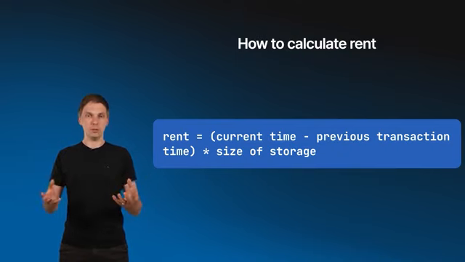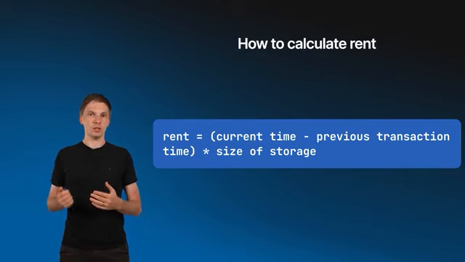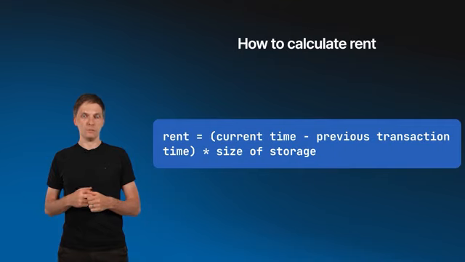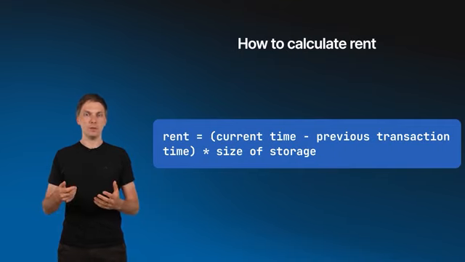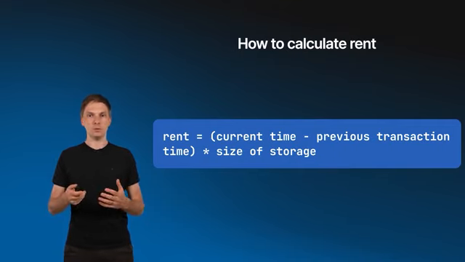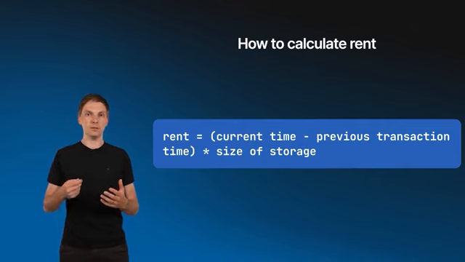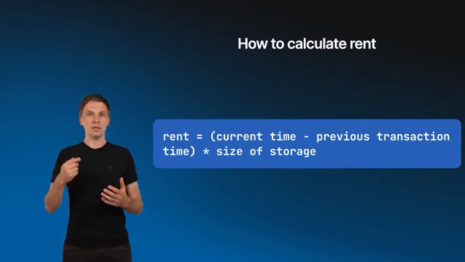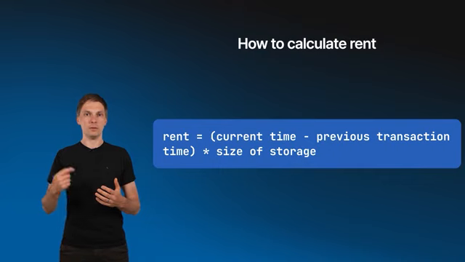And then the whole network computes the amount of rent that the contract owes to the network for this amount of time and charges it from the balance of the contract. And you may notice, if you use a wallet that you haven't used for several days, that the first transaction that you send has a slightly higher fee than the next one.